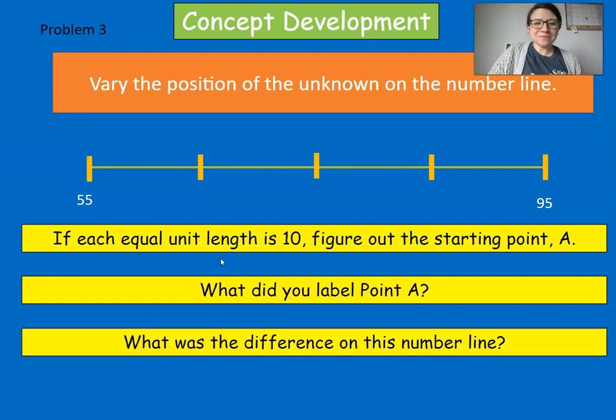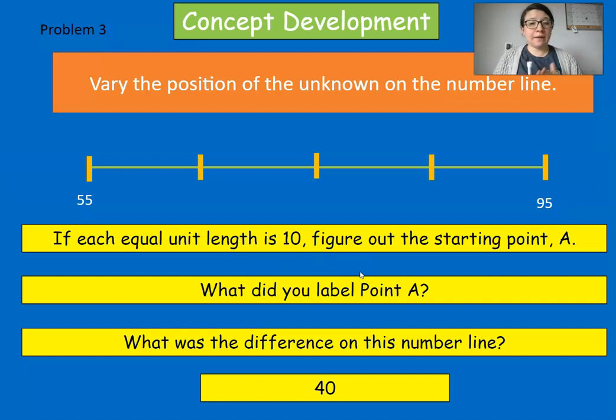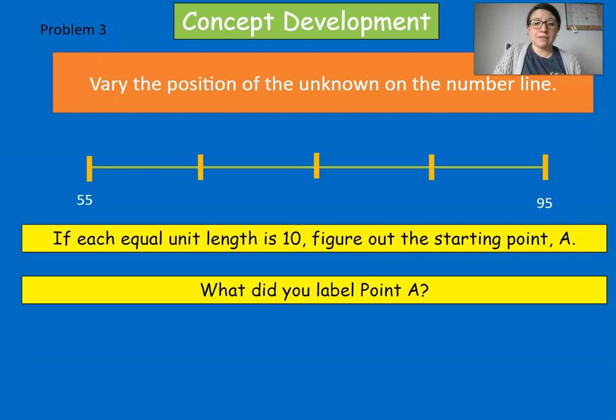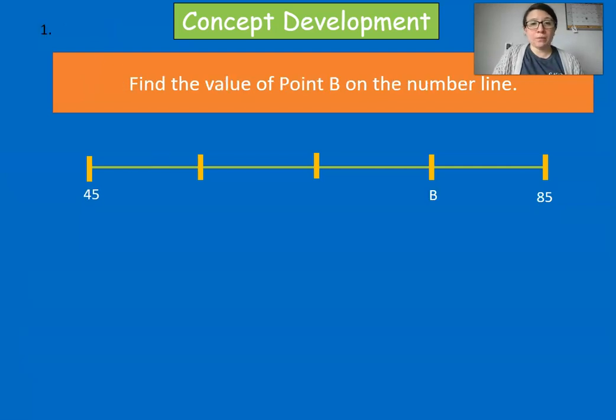Nice job. What is the difference on this number line? We're starting at 55. We're going to 95. What is the difference? Very good. It's a difference of 40. Same thing as the last one, but different numbers, and we got the same value. All right. Now we're going to try and figure out the value of B.